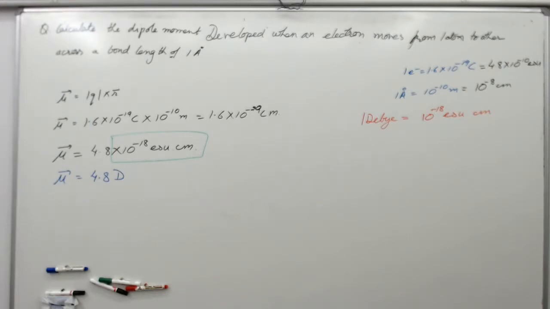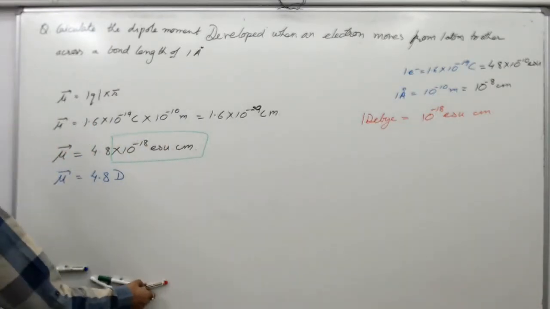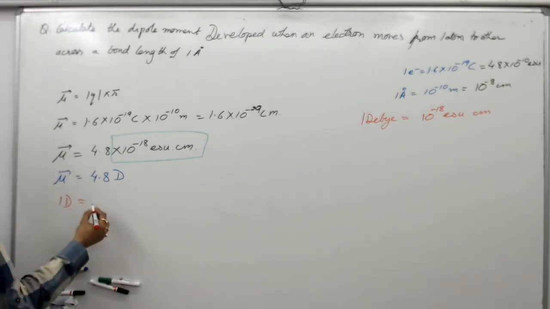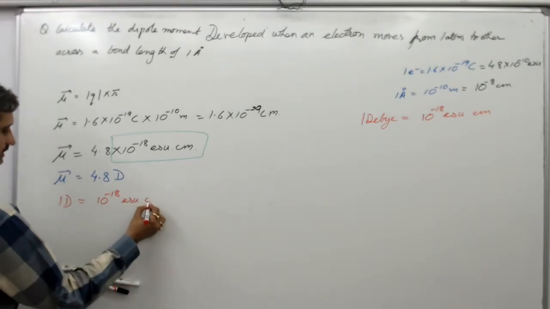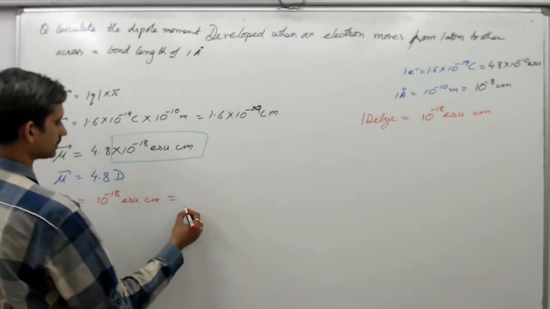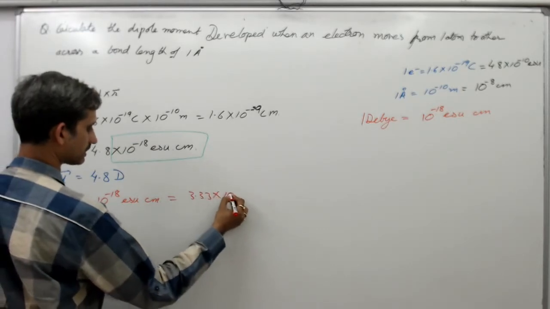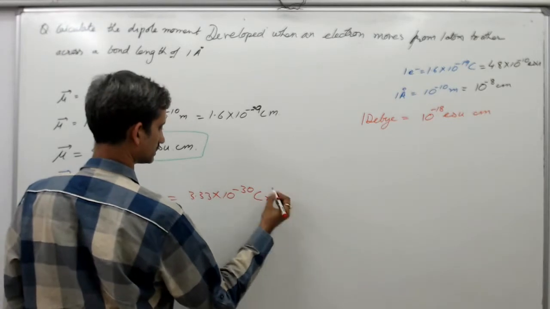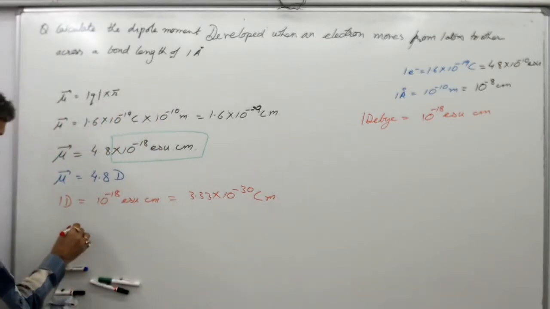Yes, sir. Is that clear? So I get the value as 1 debye is equal to 10 raised to power minus 18 ESU centimeter, which is equal to 3.33 into 10 raised to power minus 30 coulomb meter. Is that clear? Yes, sir.